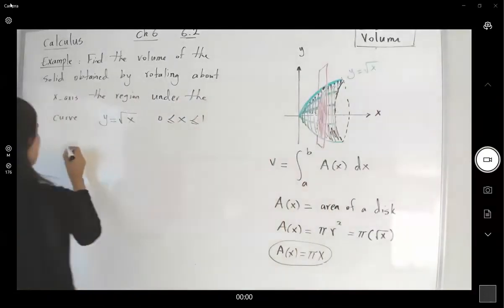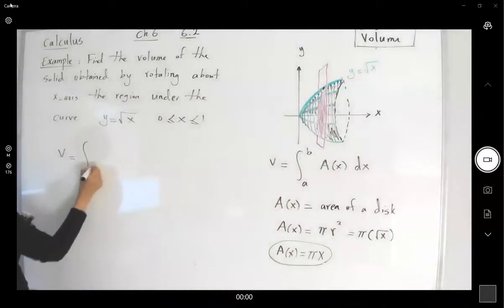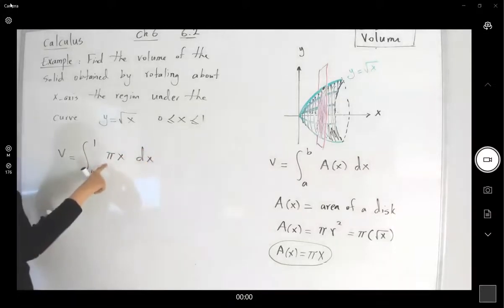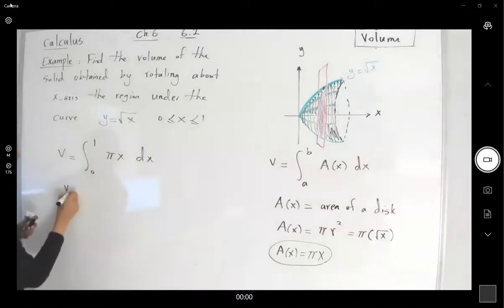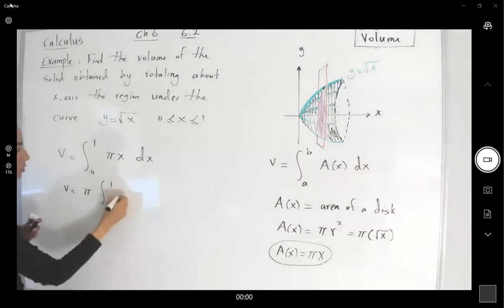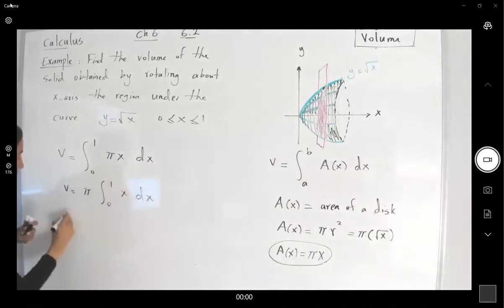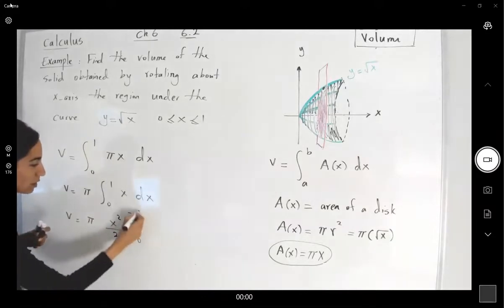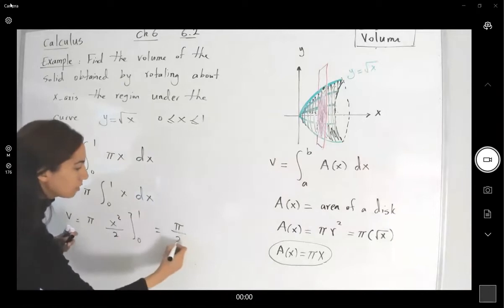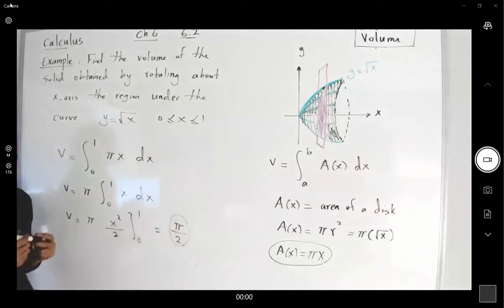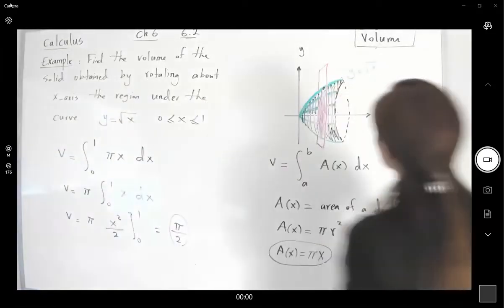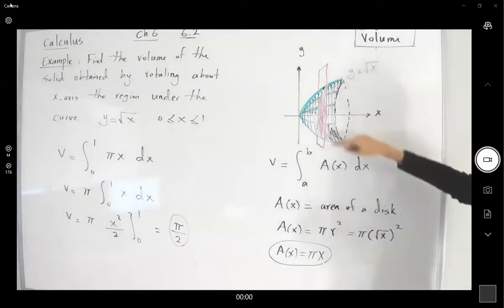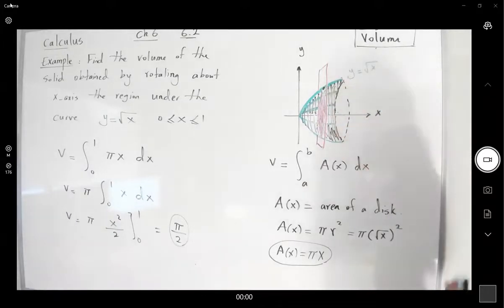Okay, so the volume is equal to the integral from 0 to 1 of pi x dx. Pi is just a scalar, it's just a number, so V is equal to pi times the integral from 0 to 1 of x dx. V is pi x squared divided by 2. x is bounded between 0 and 1, so we get pi over 2 as the volume of the solid obtained by rotating y equals square root of x around the x-axis.